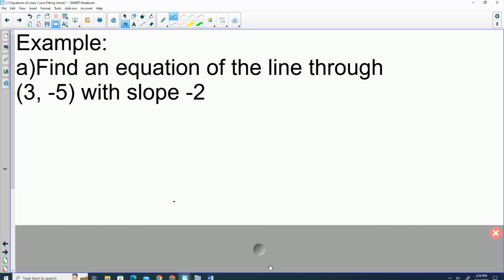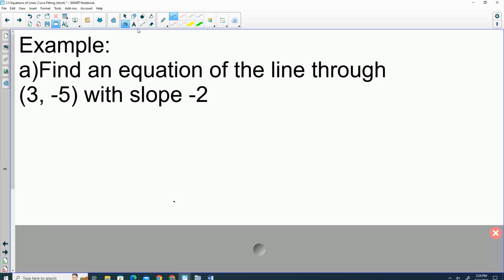If I asked you to find the equation of the line through the point 3, -5 with a slope of -2, what formula do you guys usually use? Point slope. So remember, in this is like my x1 and my y1. Slope is my m. So in the point slope form, y minus y sub 1. So y minus -5. Minus a negative would become what? Positive. Equals m times x minus x sub 1, or x minus 3.